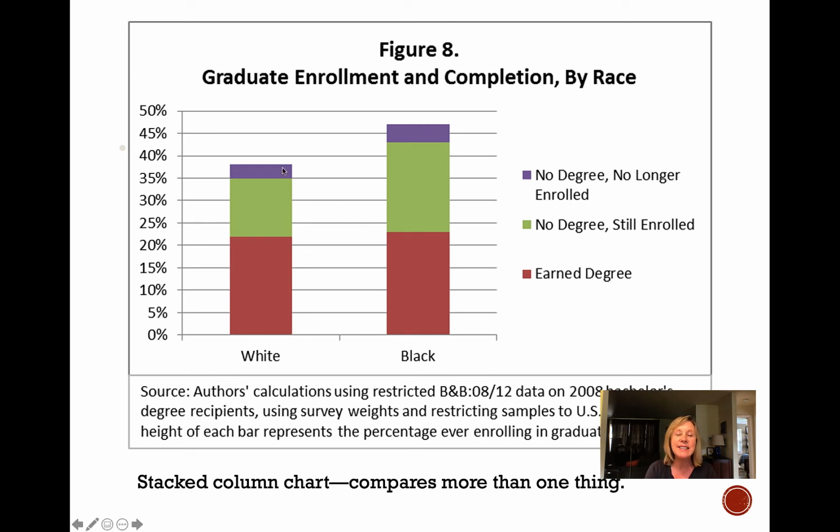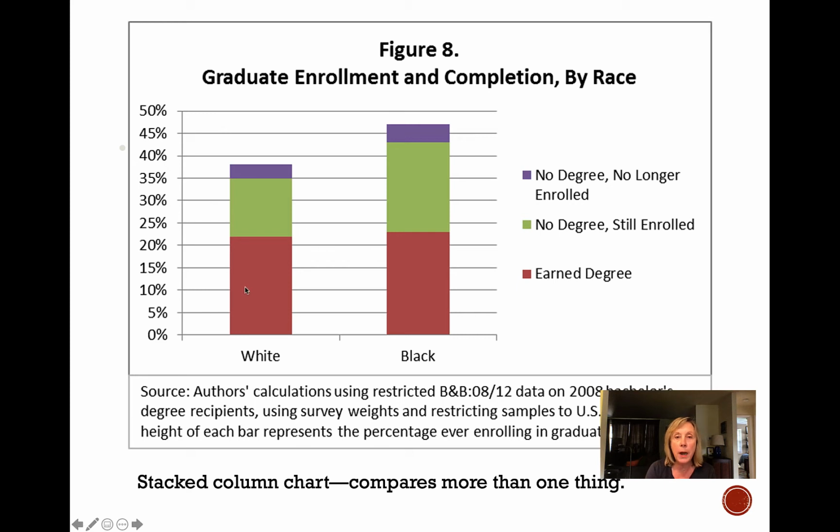We're comparing the exact same thing now, but with African American graduate students. We can see a slightly higher percentage of African Americans earned a degree than whites. That's in red. So here's the red, earned a degree, earned a degree. We can see that around 43% have no degree, but they're still enrolled. And then we can see that around 47% have no degree and they're no longer enrolled.